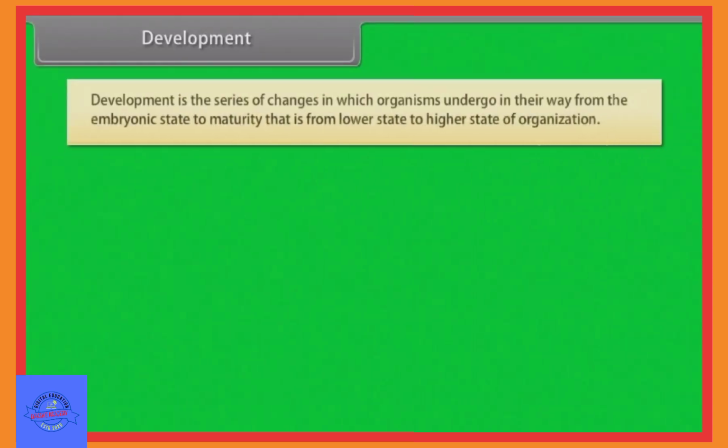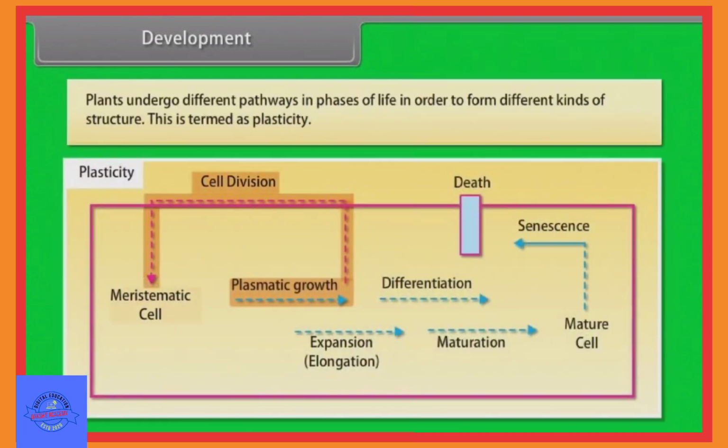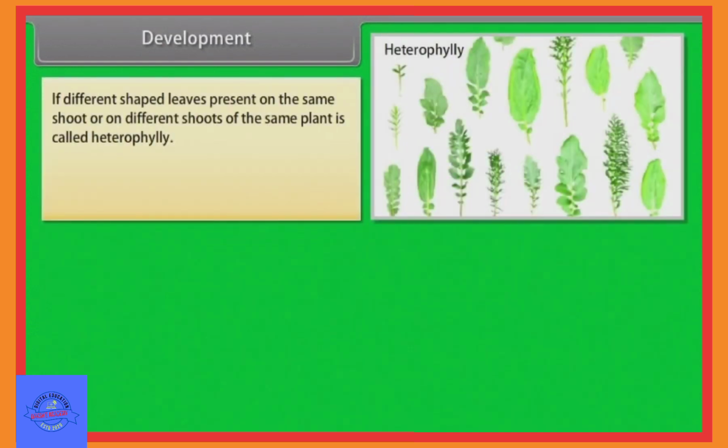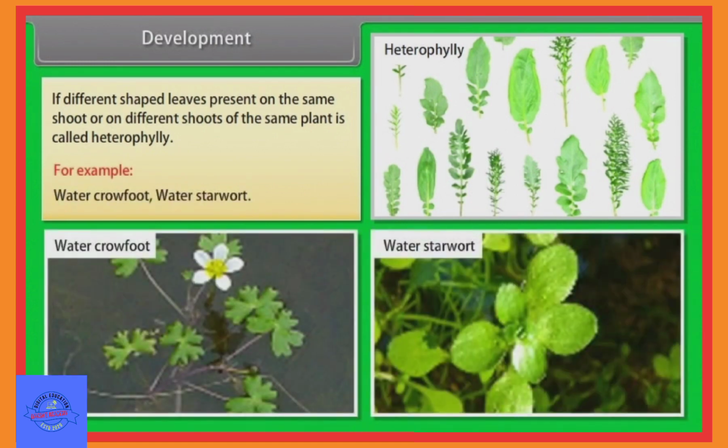Development. Development is the series of changes which organisms undergo on their way from the embryonic state to maturity, that is, from a lower state to a higher state of organization. Plants undergo different pathways in phases of life in order to form different kinds of structure. This is termed plasticity. If different shaped leaves are present on the same shoot or on different shoots of the same plant, it is called heterophylly. For example, water crowfoot, water starwort.